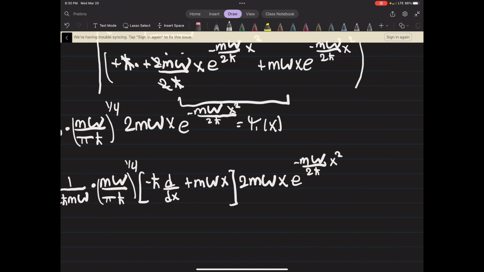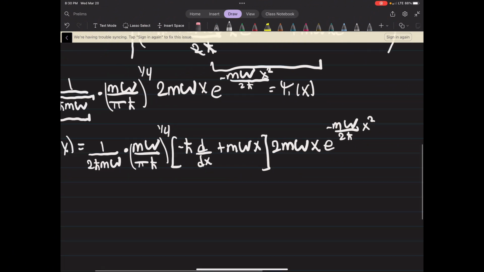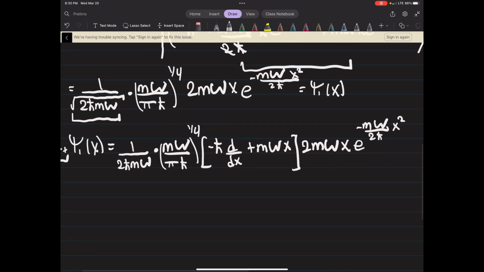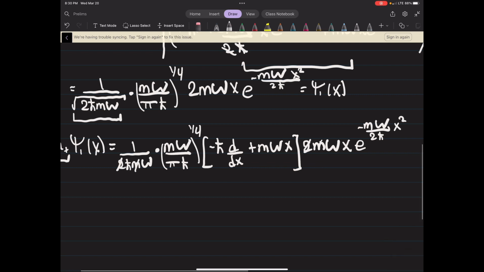Okay. And once again, let's simplify this. The 2 cancels, the m cancels, the omega cancels, so that's really nice. And we're left with just 1 over h bar, m omega over pi h bar to the 1/4.